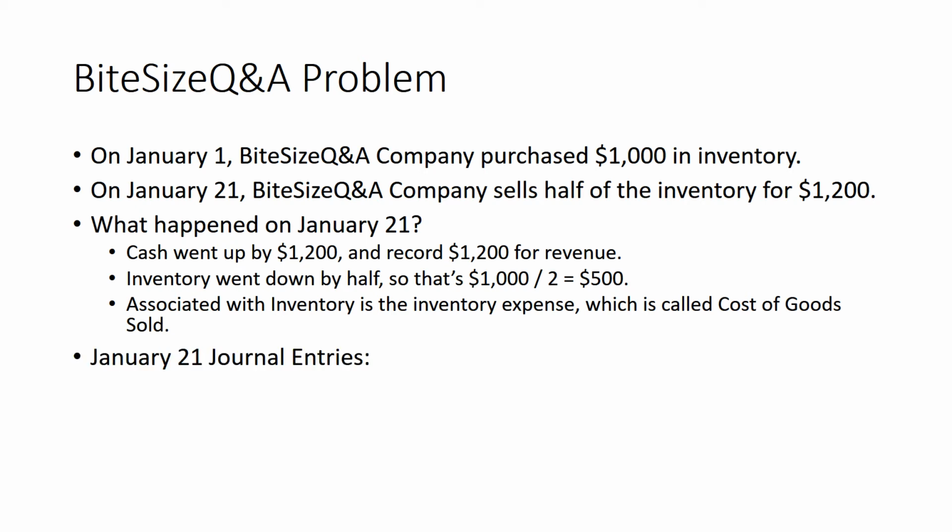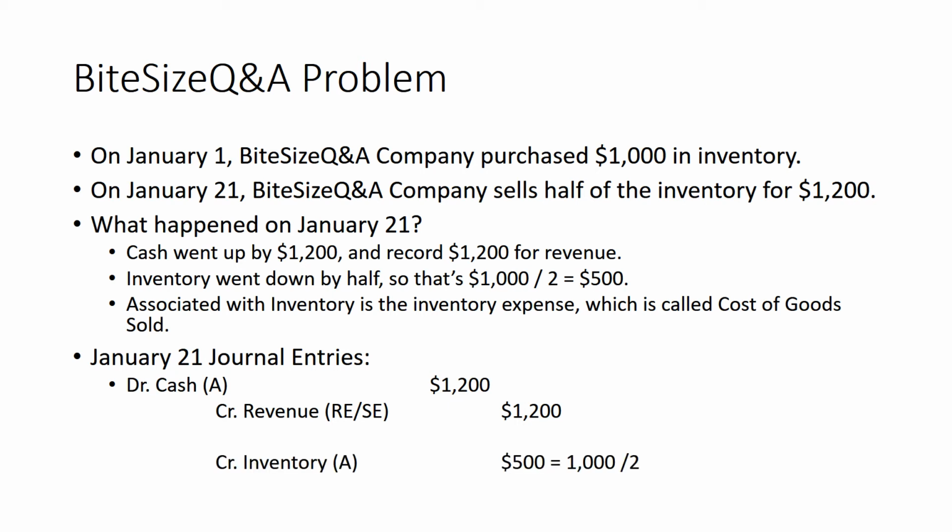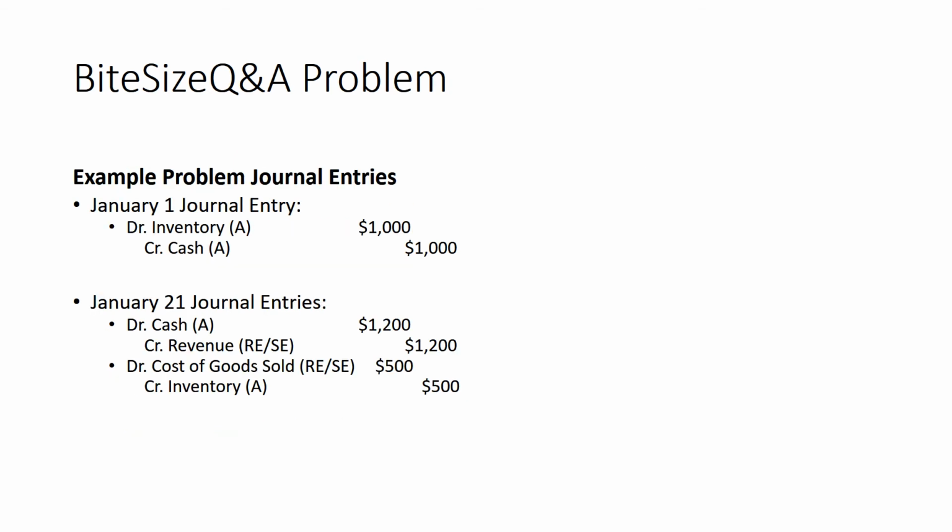So the journal entries would be debit cash to record the cash going up, and we can record the corresponding revenue by crediting it for $1,200. And we'll credit inventory by $500 and debit the inventory expense called cost of goods sold for $500. So here are our journal entries for both January 1st as well as January 21st.